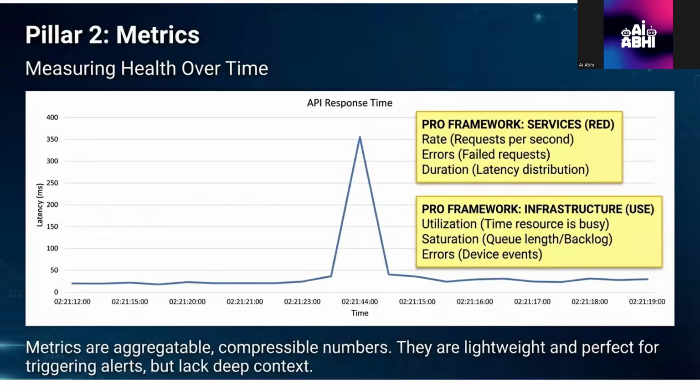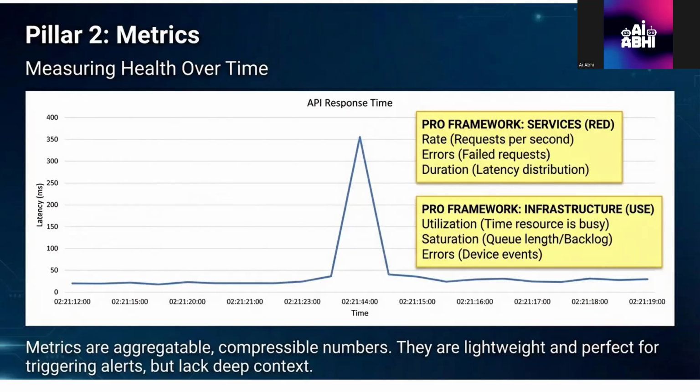So let's go to the next pillar, which is metrics. Metrics are numbers measured over time. Things like CPU usage, request count, error rate, response time. They are lightweight, fast to query, and perfect for setting up alerts. The go-to open source stack here is Prometheus and Grafana. Prometheus scrapes the metrics from your services at regular intervals and stores them as time series data. And Grafana sits on top and gives you a beautiful real-time dashboard.